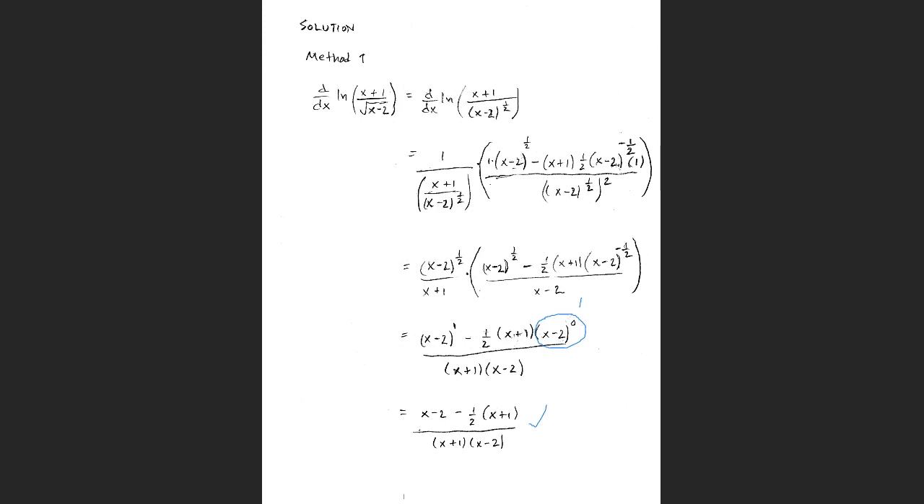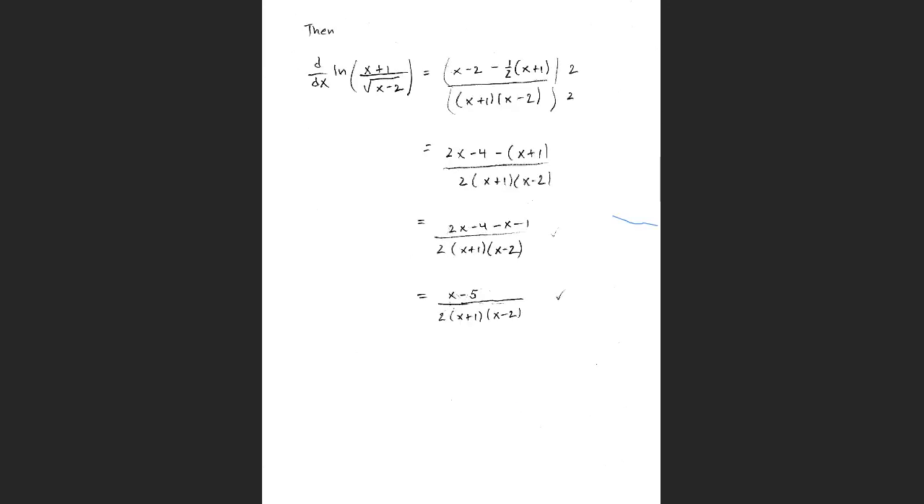It would make sense to do a little more work on it. Let's simplify the numerator. May I move to the next page? Are we good? All right.